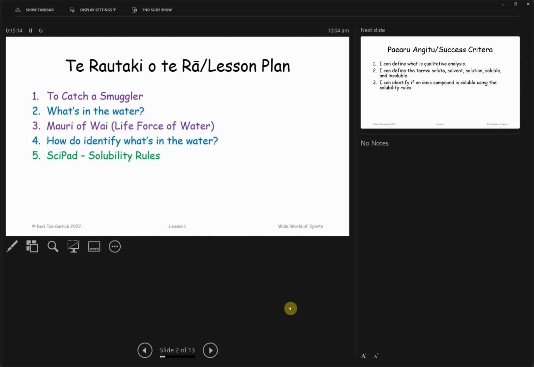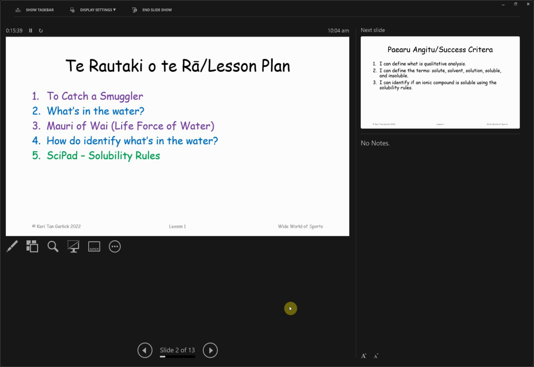It's basically like Border Patrol in Australia or New Zealand, where they're trying to check bags and see if there's drugs in there. Then we'll talk about what's in water and why it would be important to know what's inside the water. We'll also talk about the Māori concept of the life force of water, and why it is important for us to care about the health and the life of that water.